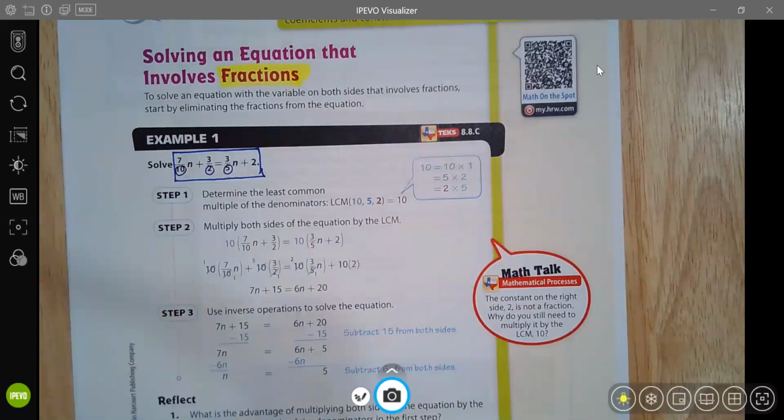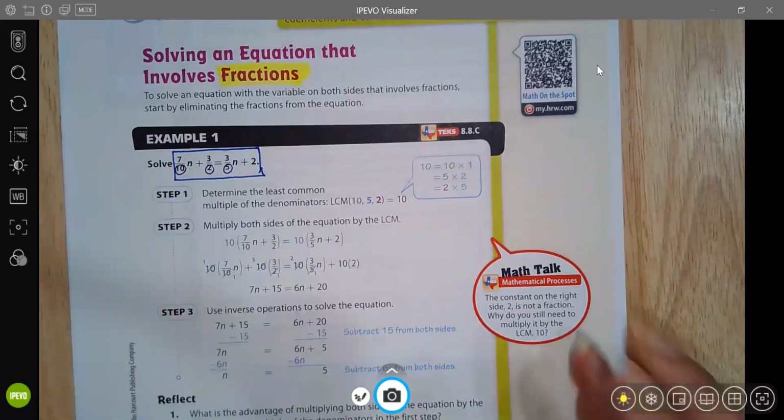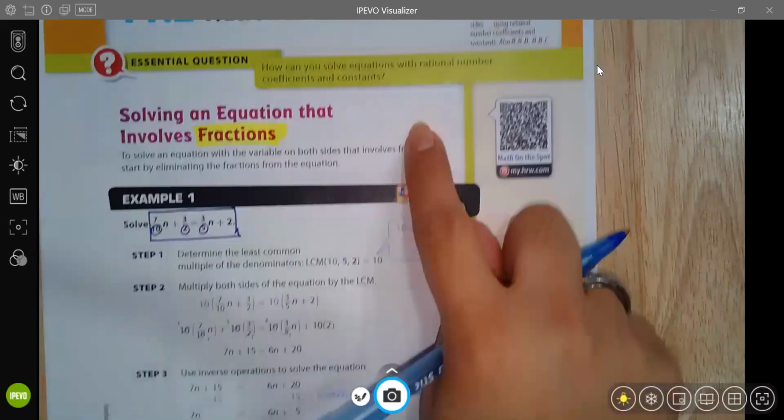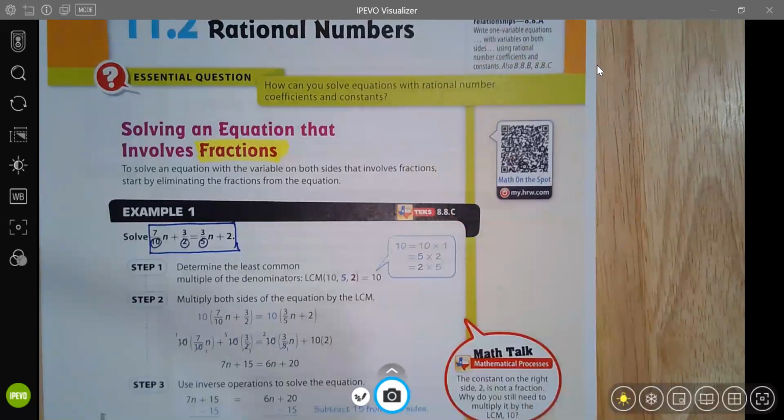That's the whole name of the game: you want to take away the fraction, so it's a lot easier to work with the problem. So I'm actually going to use this part up here for your LCM. They did give us the answer is 10, right?